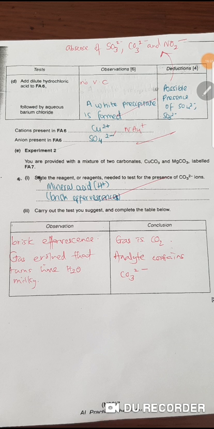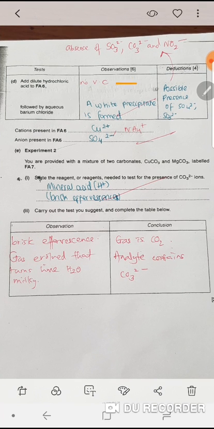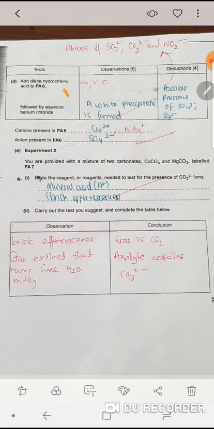Next one, add HCl. No visible change. Then this is again absence of. Now, either you wrote it before or you write it here, or you wrote it before and you don't write it here, because that is the same test. Addition of an acid, absence of them, as you can see, right?